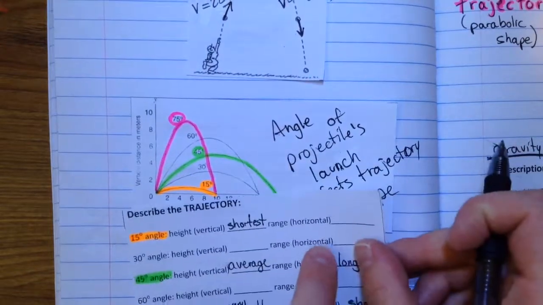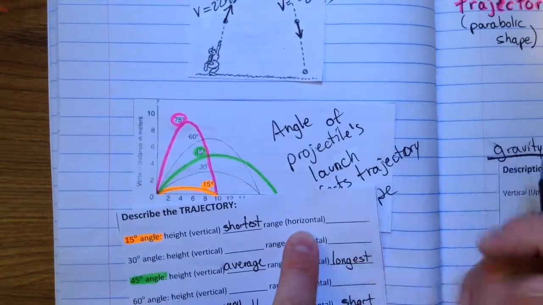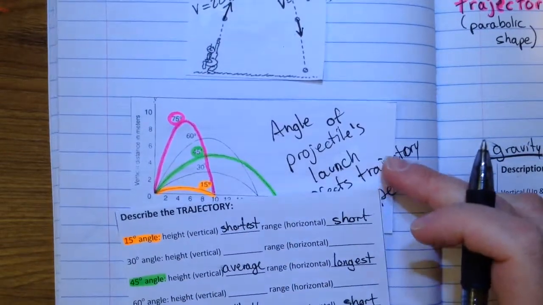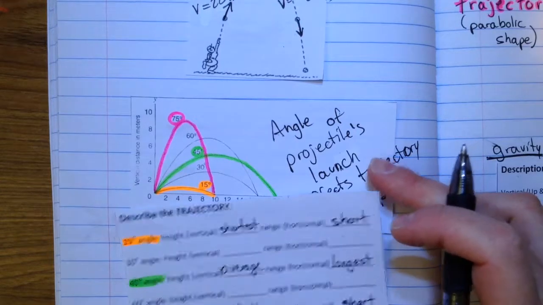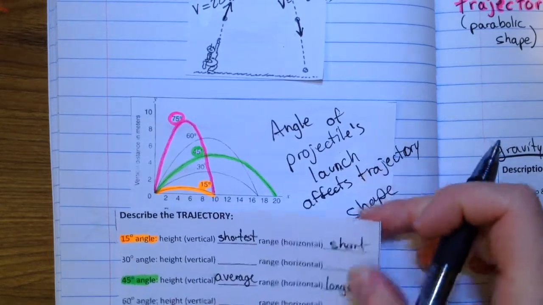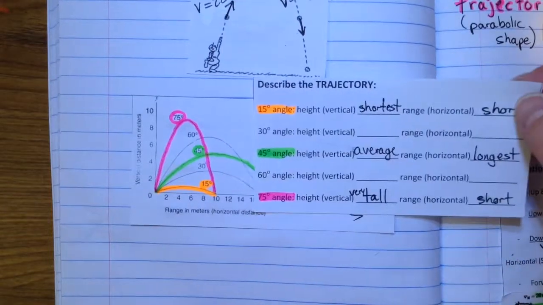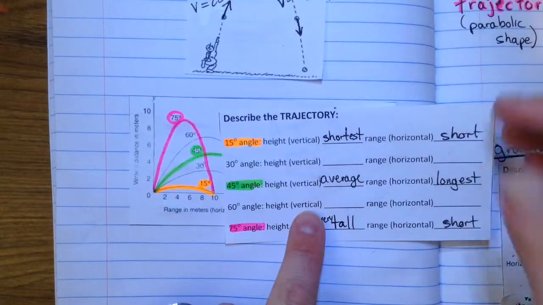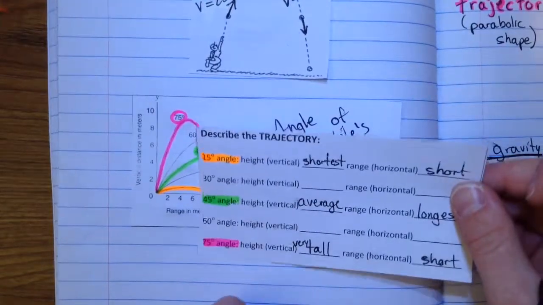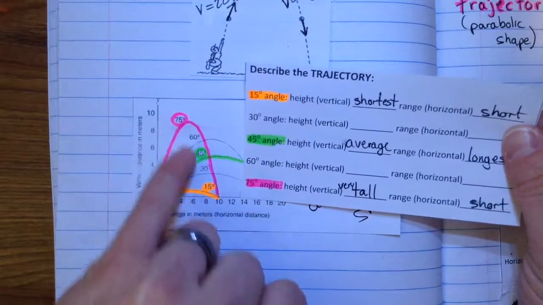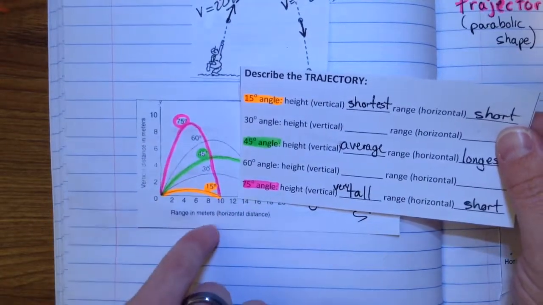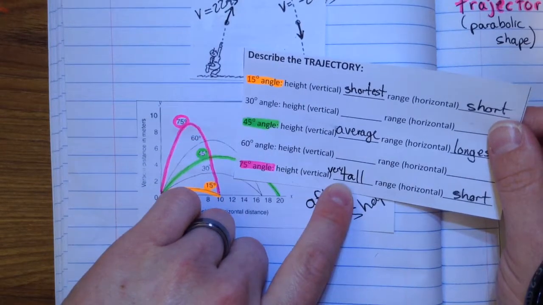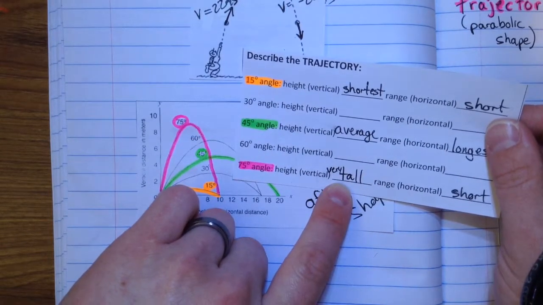Okay? What about the range on the 15-degree? That's a short range. It's the same short as the 75-degree. Now, obviously, I've given for you in here 30-degree and 60-degree. If you want to come up with words to put in there and describe them, that would be great. But most importantly, I need you to see that difference. Now, 75-degree is very tall, but it's not the tallest. We could get even taller if you wanted to.